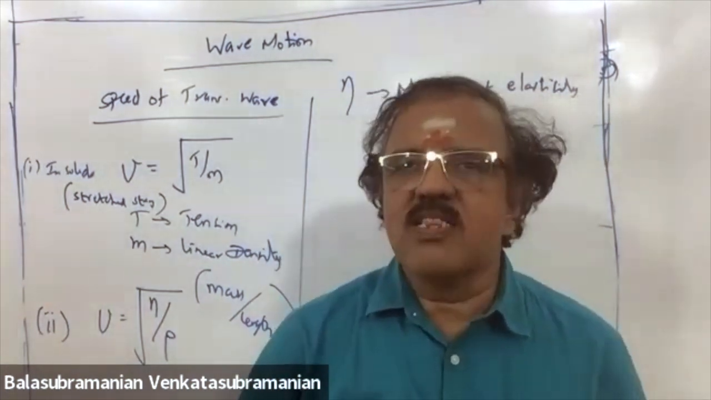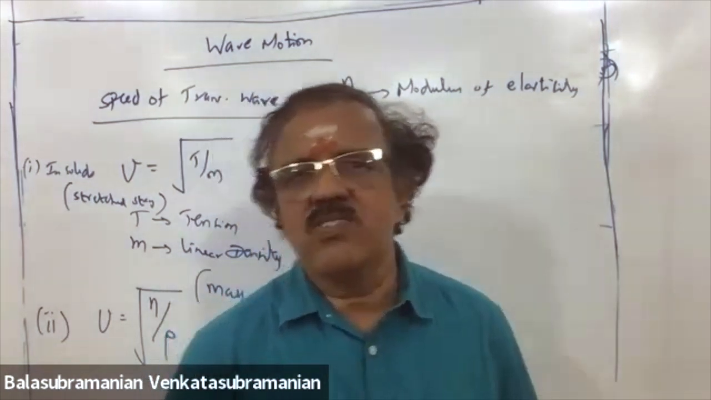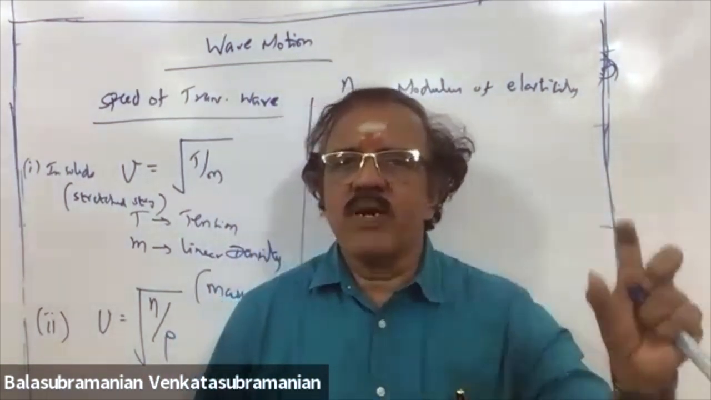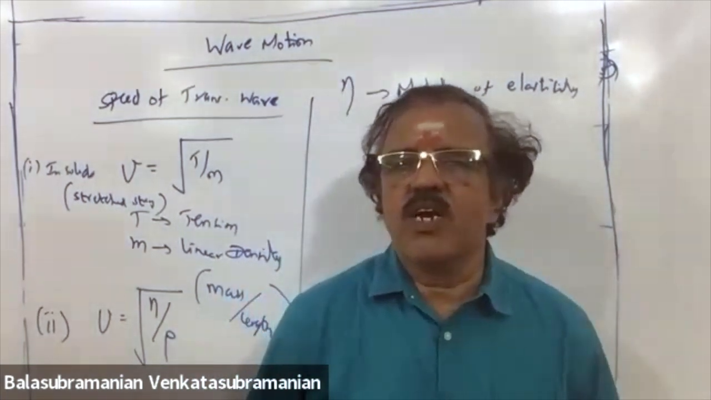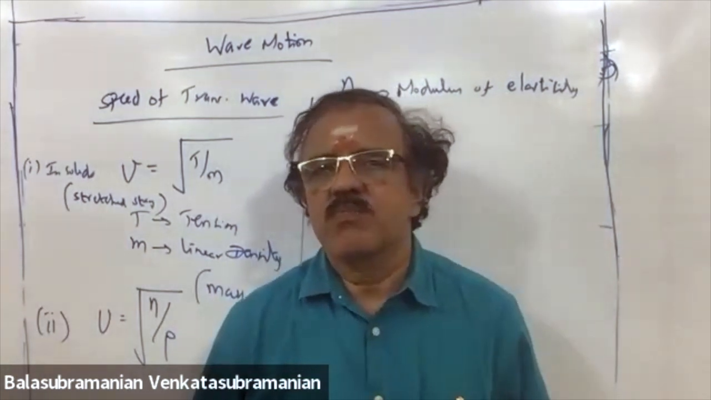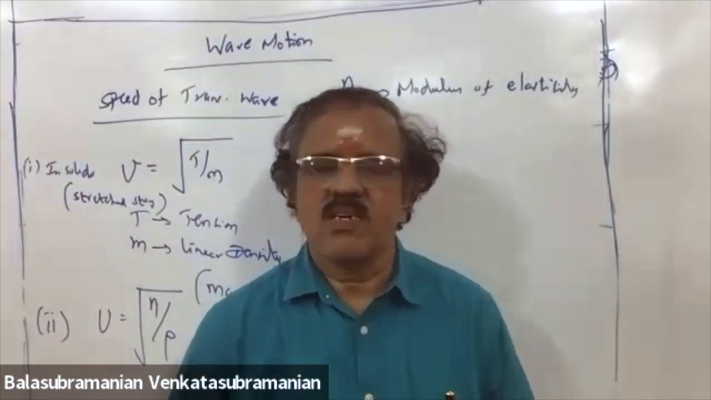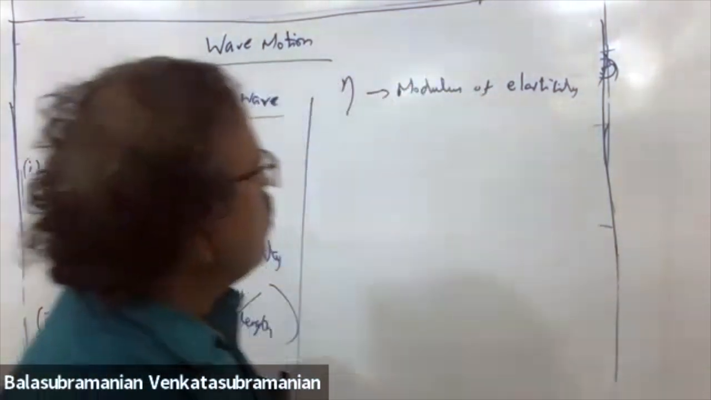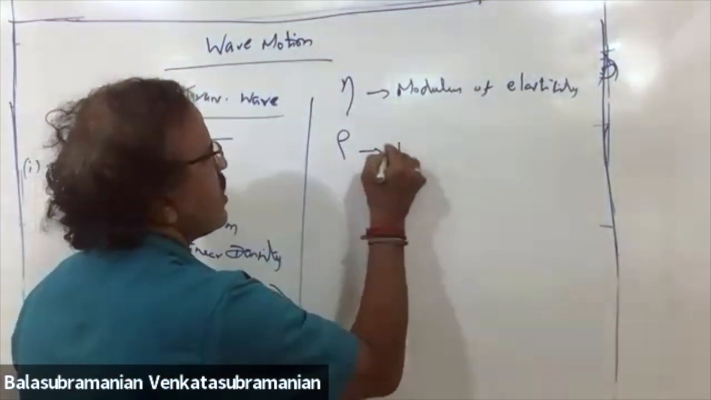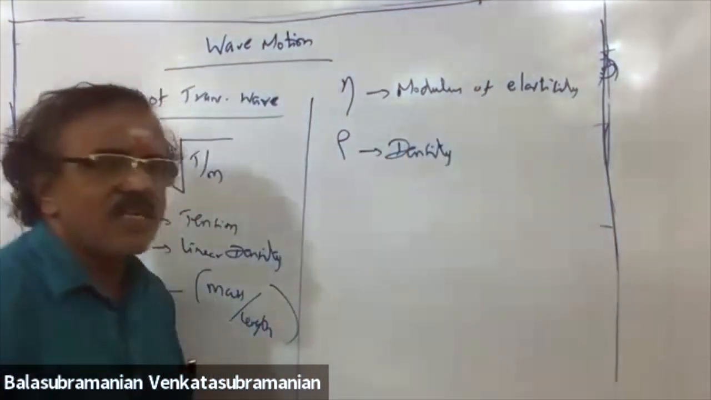In terms of length, in terms of area, in terms of volume, we have elasticity. All the three cases, stress by strain. We call it as modulus of elasticity. Linear stress, bulk stress, like that. Okay. Rho is called density of the solid. Rho is called the density.